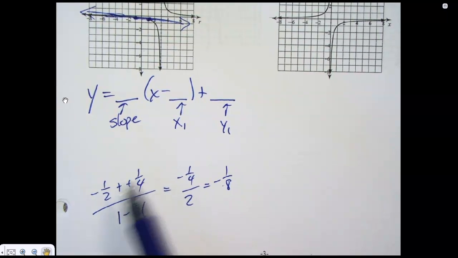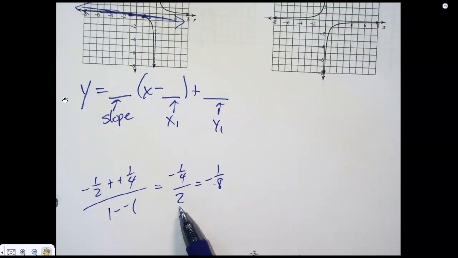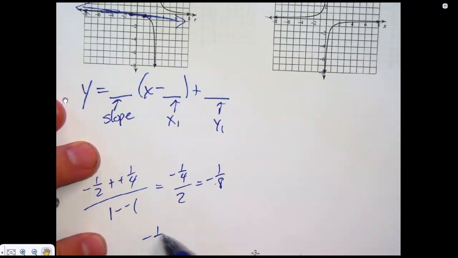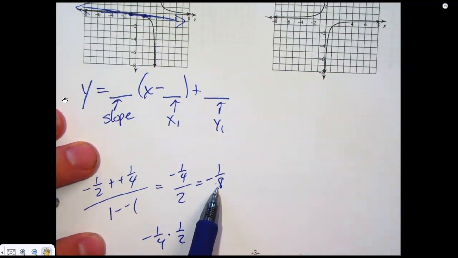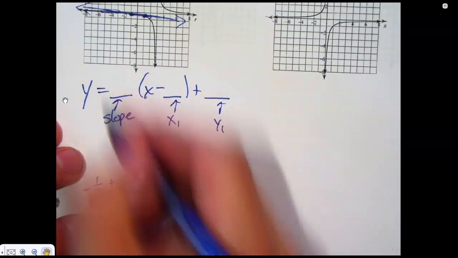So this is me subtracting the y's and subtracting the x's. I got -1/4 on top and 2 on the bottom. And then you know dividing fractions, you flip and multiply. So that'd be -1/4 times 1/2. So I got -1/8 for my slope. Agree? You understand what I'm doing? Agree? So -1/8 goes here.